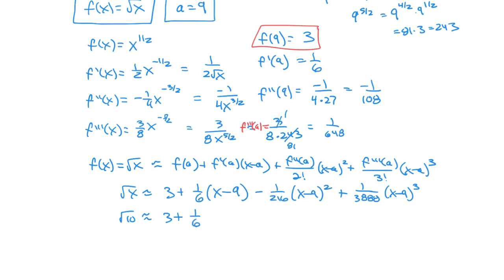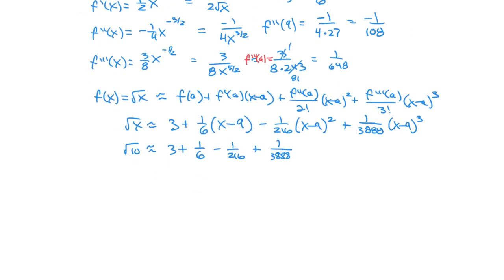We're going to get 1/6 because 10 minus 9 is 1. Minus 1 over 216. 10 minus 9 squared is 1 squared. Plus 1 over 3,888 because, again, I plug a 10 in here. 10 minus 9 is just 1, cubed is just 1. Okay, so when you plug all this in the calculator, we get the square root of 10 is approximately equal to 3.162294239.